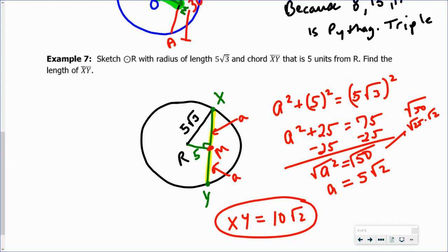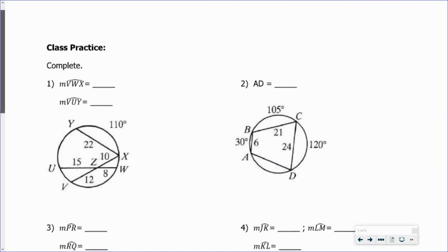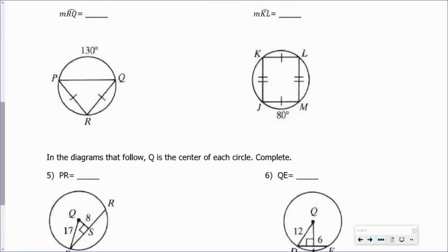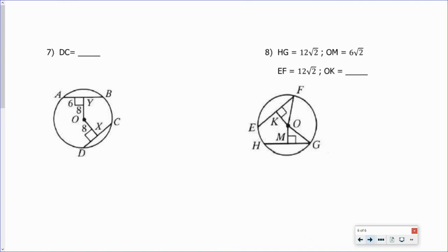All right, so what you're going to do right now is flip to the next page in your notes, and you're going to find that there's some class practice problems. There are, I believe, 6 total. Let me double check that. There are 8 total. Okay, so there are the first 6, and then on the next page you'll find the next 2. So you're going to complete these problems.